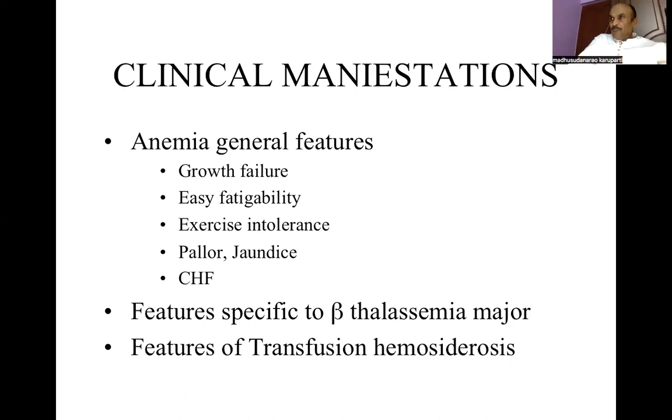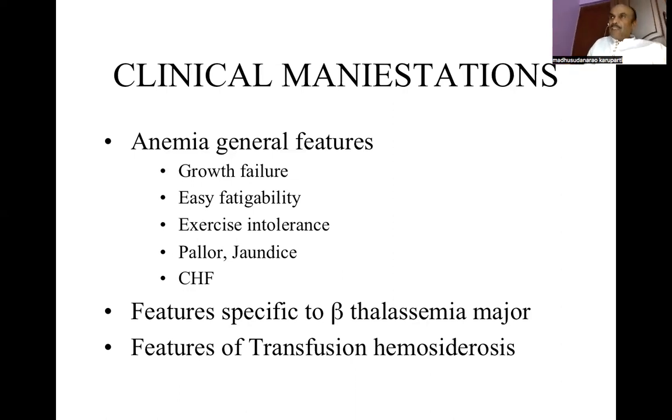In the clinical manifestation, the child may present with the features of anemia in general, features specific to beta thalassemia, or the child may be neglected or subjected to repeated transfusion, ultimately presenting with features of transfusion hemochromatosis. Okay. Features of anemia in general include growth failure, easy fatigability, exercise intolerance, pallor, or there may be jaundice, or ultimately the child may be brought to you with the features of congestive heart failure.